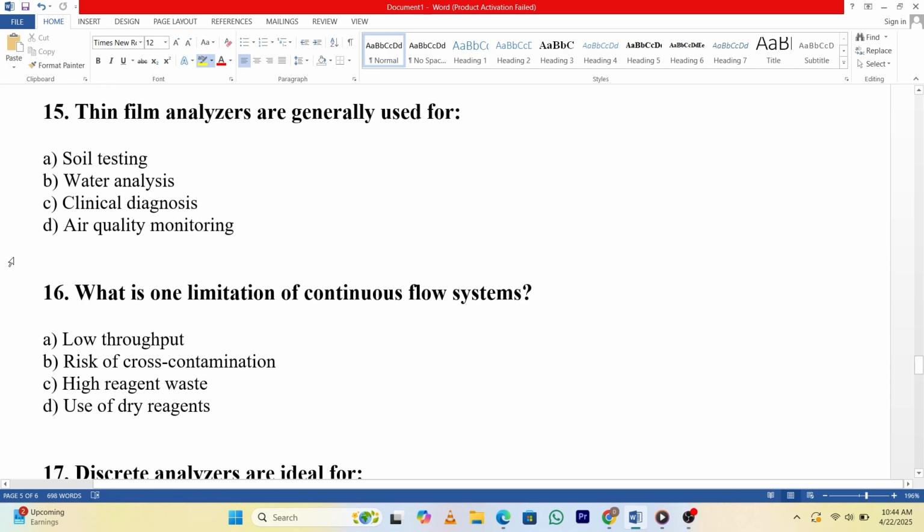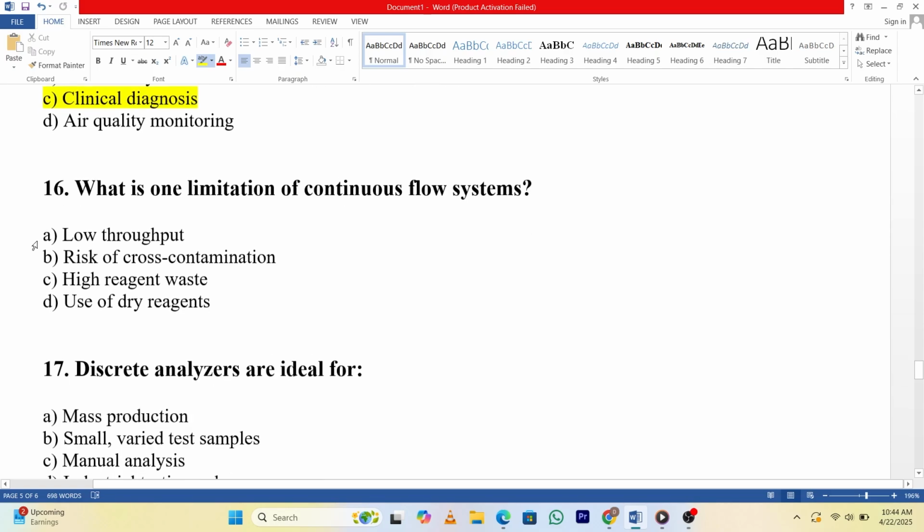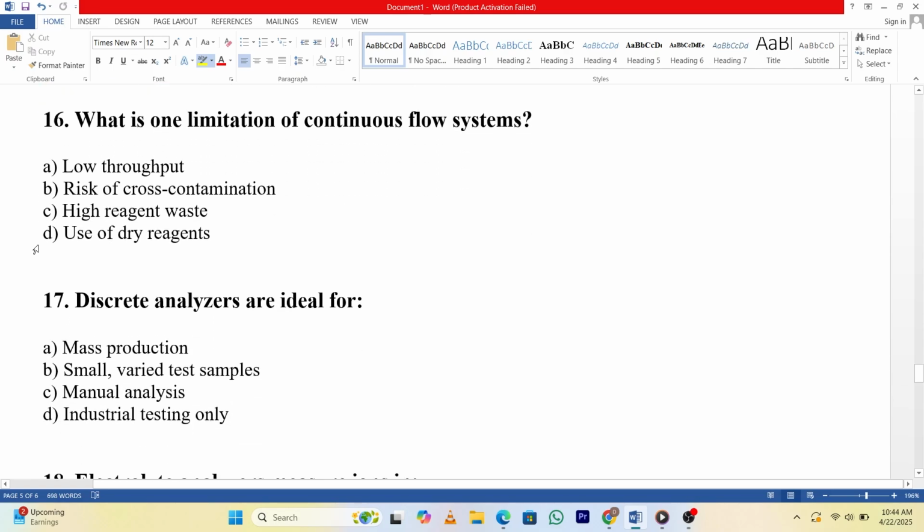15. Thin film analyzers are generally used for A. Soil testing. B. Water analysis. C. Clinical diagnosis. D. Air quality monitoring. Answer, C. 16. What is one limitation of continuous flow systems? A. Low throughput. B. Risk of cross-contamination. C. High reagent waste. D. Use of dry reagents. Answer, B.